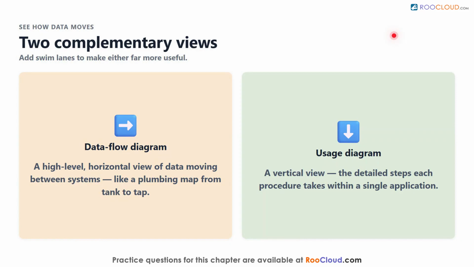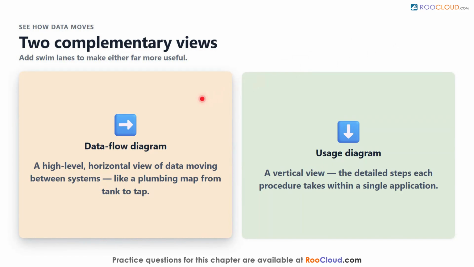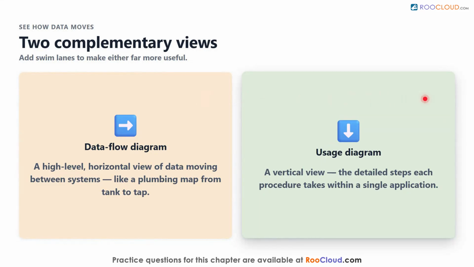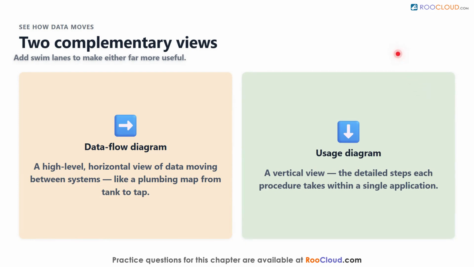Once you know what data exists, you need to see how it moves, and that is the job of flow diagrams. A data flow diagram gives a high-level, horizontal view of data moving between systems, like a plumbing map showing water traveling from tank to tap. A usage diagram instead gives a vertical view, showing the detailed steps each procedure takes within a single application. The two are complementary, and adding swim lanes that separate teams or departments makes either one far more useful for managing privacy.